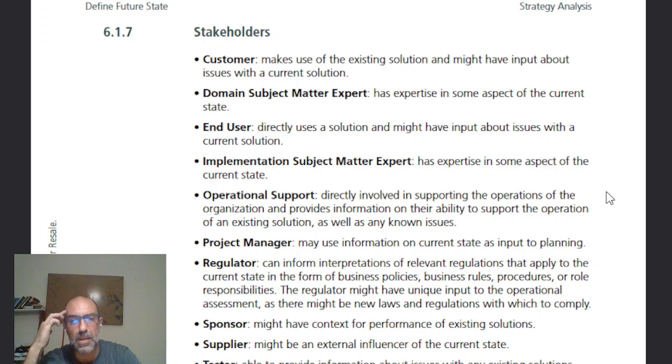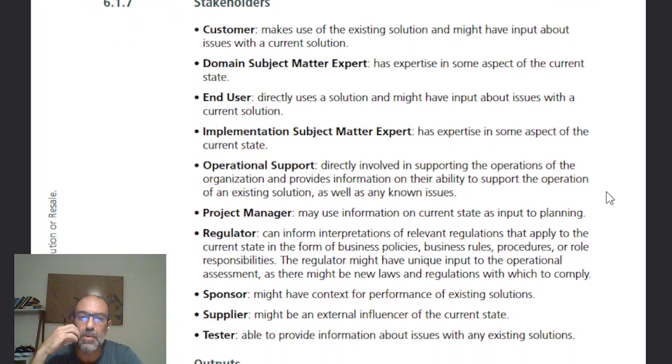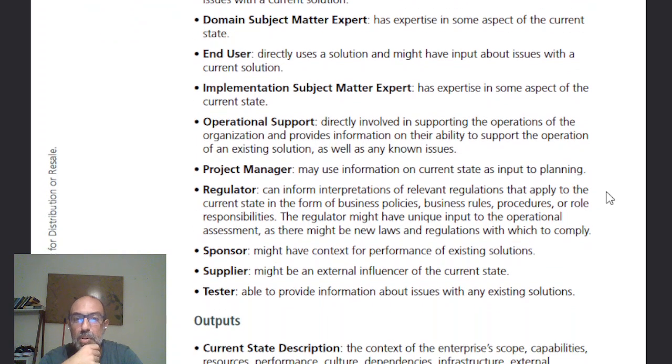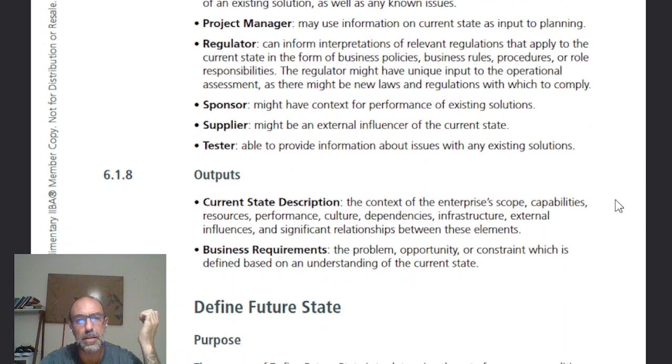Stakeholders: the customers are a stakeholder, the domain subject matter expert is a stakeholder, the end user is a stakeholder, the implementation subject matter expert, a tester as well, operational support directly involved in supporting the operations, because we're looking at the current state and creating the mental mind map of how everything works in order for us to create a strategy. The project manager, a regulator, a sponsor, a supplier, all of them.